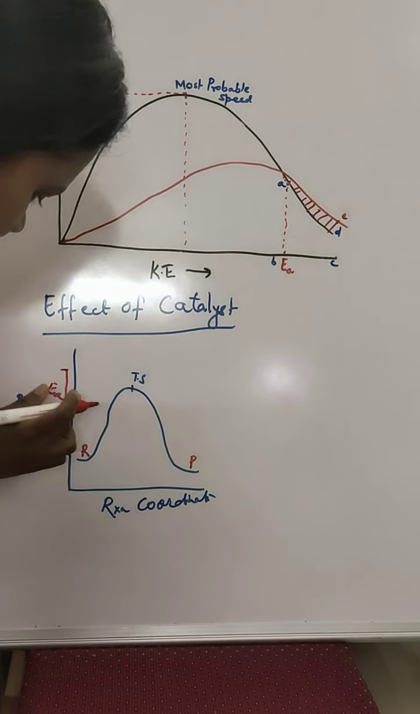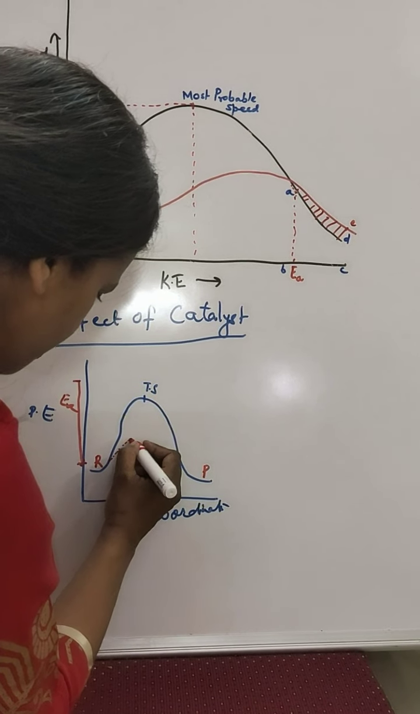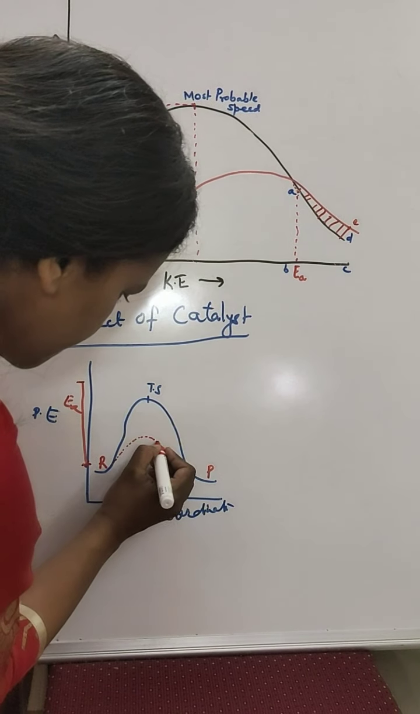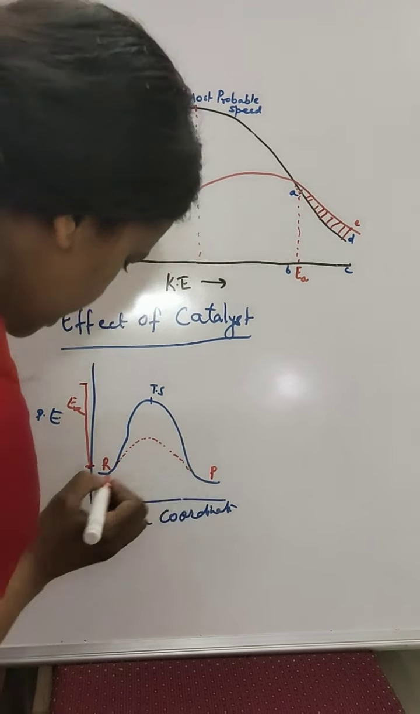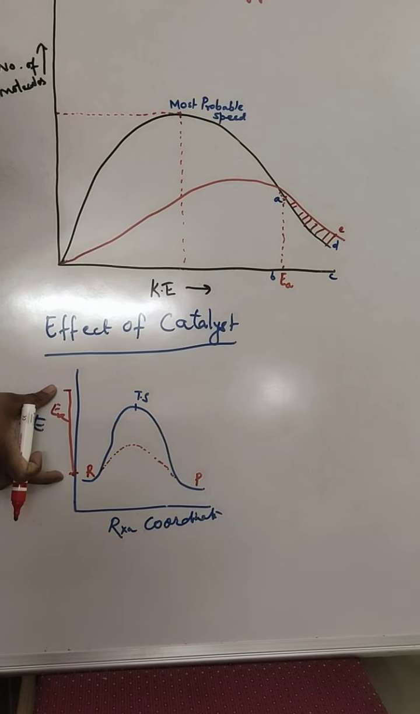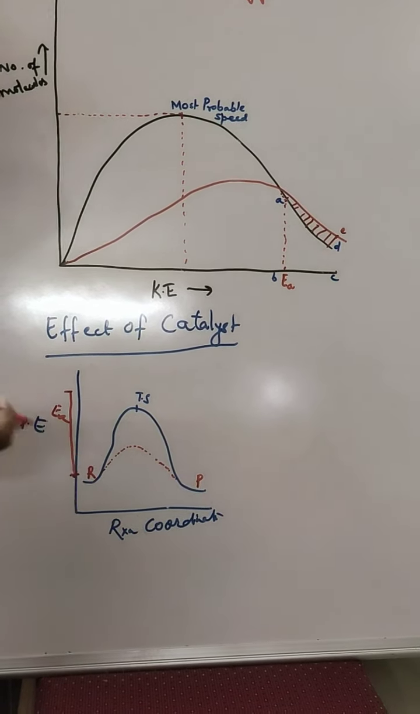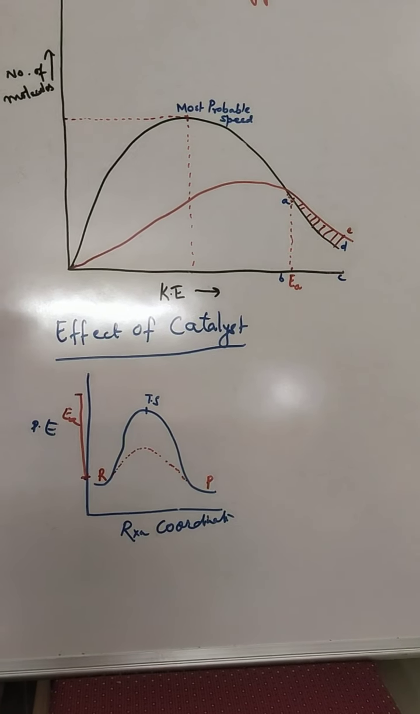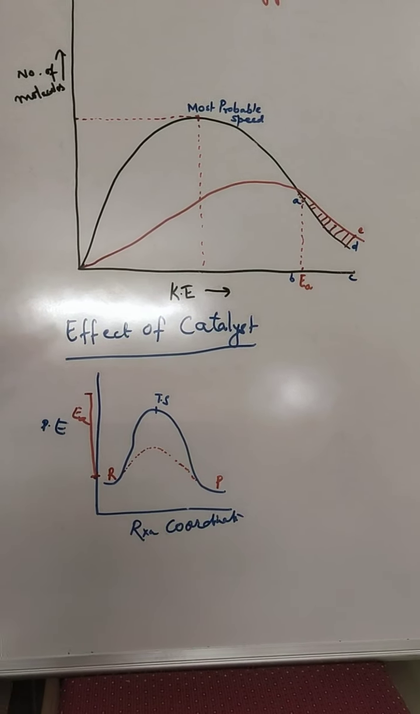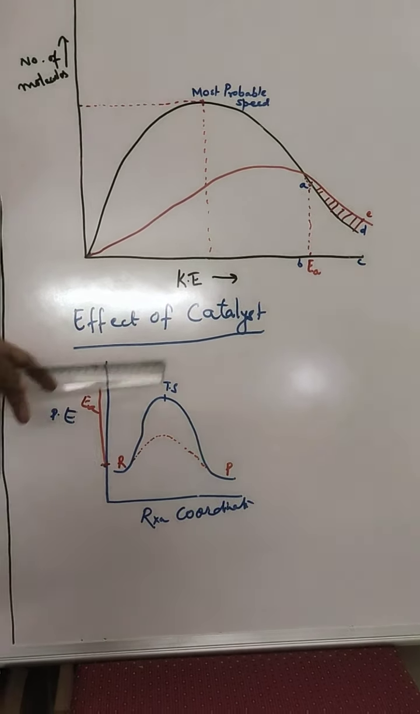Now once we have added the catalyst, the graph goes like this. Like this. So what are we doing? We are basically reducing the activation energy. Initially we had to give this much activation energy, and on addition of the catalyst, it now reduces to this much only. So that means now a lesser amount of activation energy is required for the reactant to get converted into product. So this leads to an increase in the rate of the reaction, right?